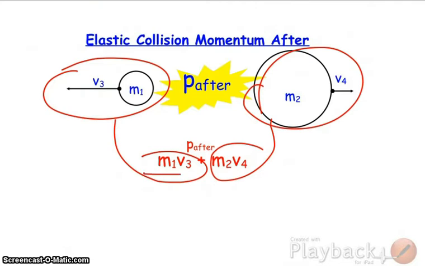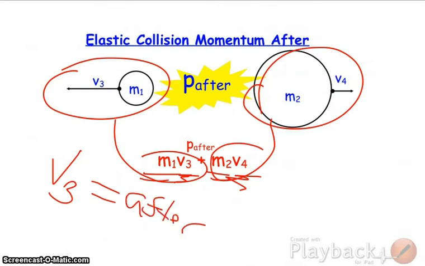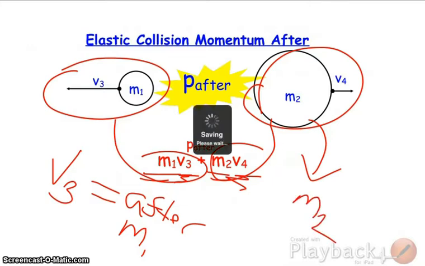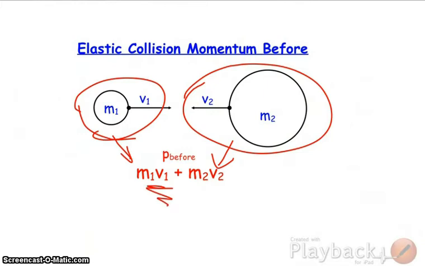Okay, same mass, still m1, m2, but now we have a third and a fourth velocity. v3 is just the after velocity of mass 1. v4 is the after velocity of mass 2. While if you go back, v1 is the before velocity of m1. v2 is the before velocity of the second mass.